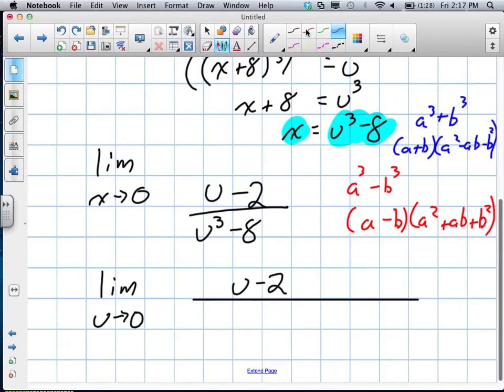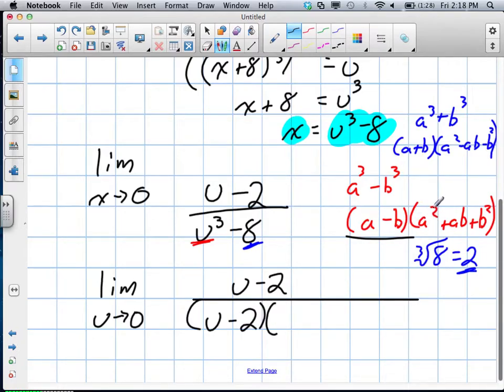Now our a value in this is u, and our b value in this is, well, the cubed root of 8. Anyone know what the cubed root of 8 is? That's right. Cubed root of 8 is 2. So our b value is the number 2. So we're going to use that to plug in here. So, difference of cubes, a minus b. Well, a is u, b is 2, so u minus 2.